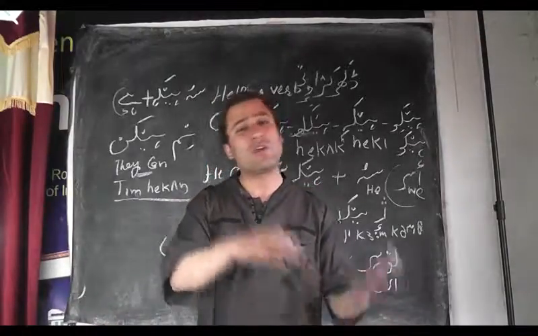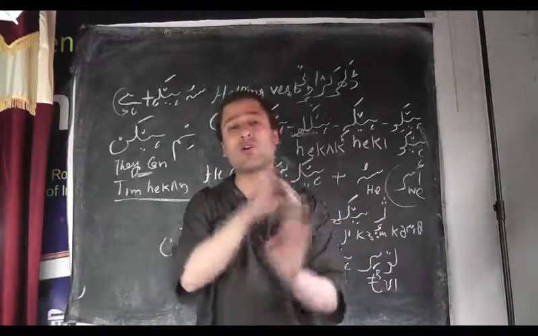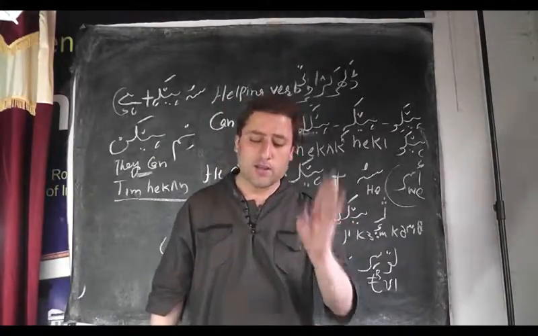Us query heko, we girls could do this work or can do this work.